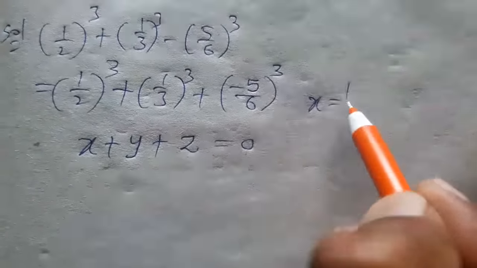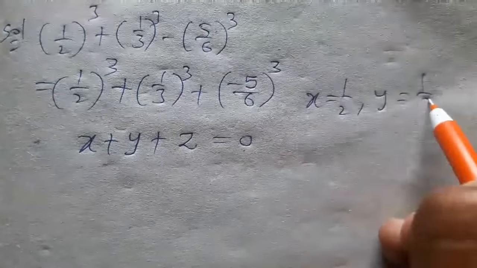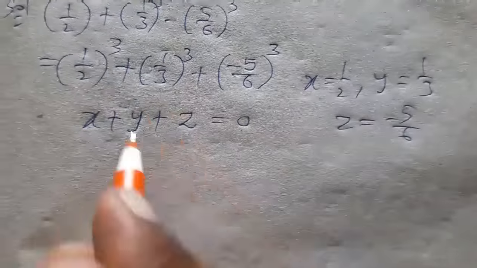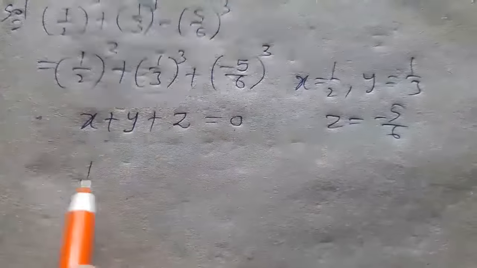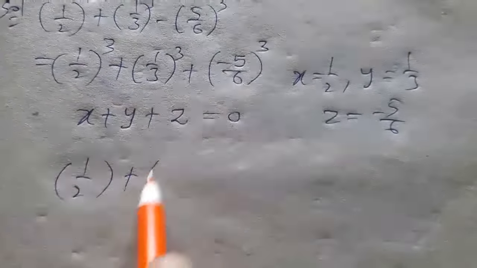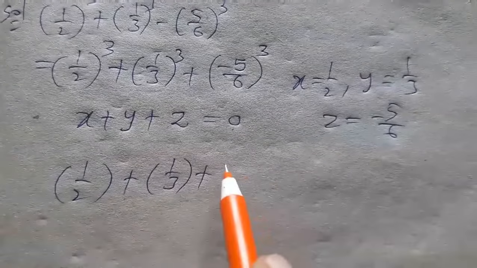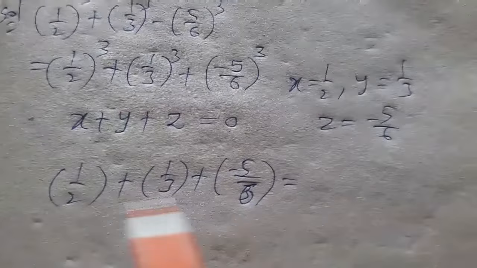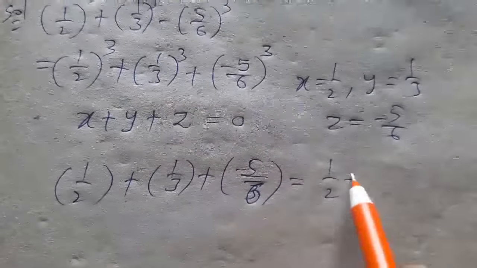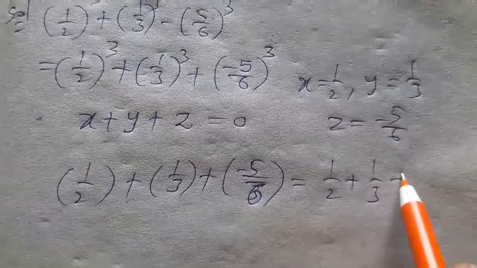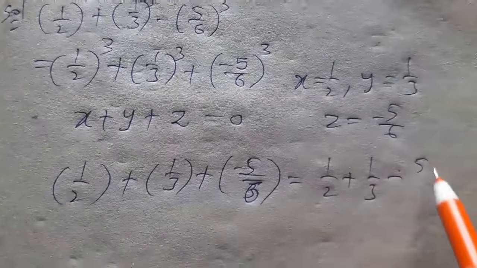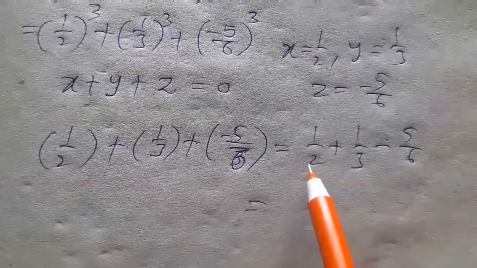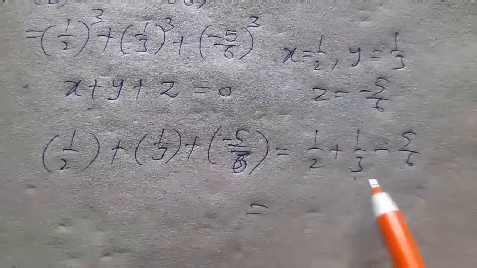So the x value here is 1/2, the y value is 1/3, and the z value is −5/6. Now take x value 1/2 plus y value 1/3 plus z value −5/6. That equals 1/2 plus 1/3 plus, into minus became minus, 5/6, isn't it? See here, 2 cancels 6 and 3 also cancels 6.